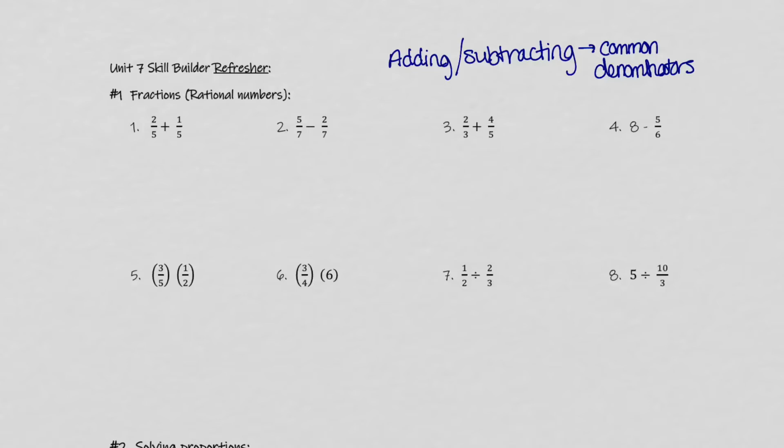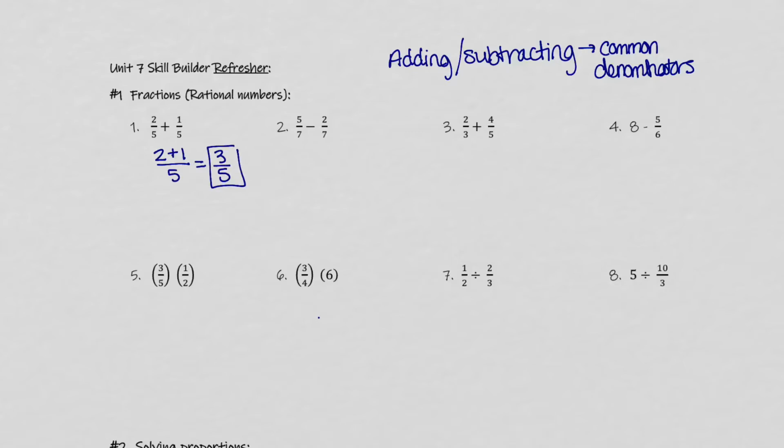When you're adding and subtracting, you want common denominators. Okay, you have to have common denominators. Sorry, that's so sloppy. In number 1, they both have a denominator of 5. So they have a common denominator. I'm going to add the tops and leave the bottom the same, and I get 3/5.